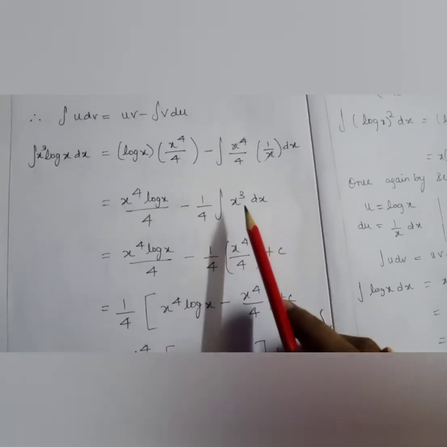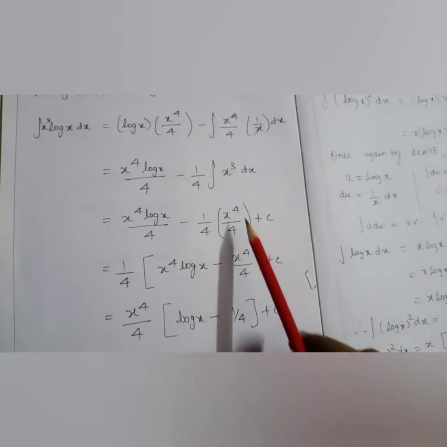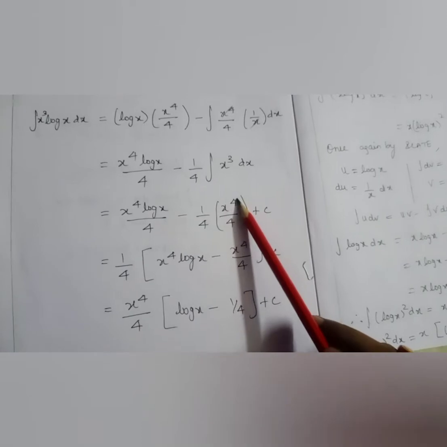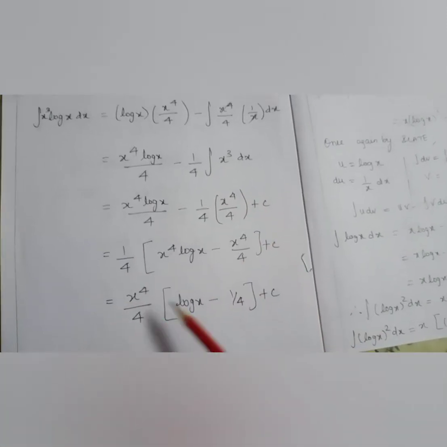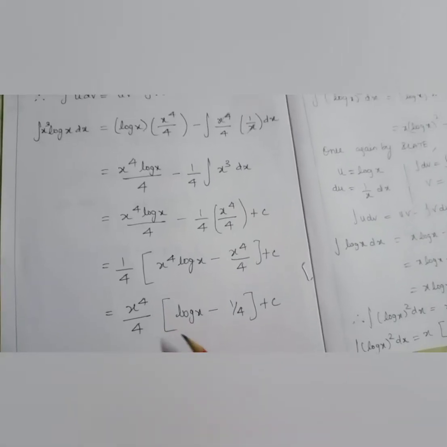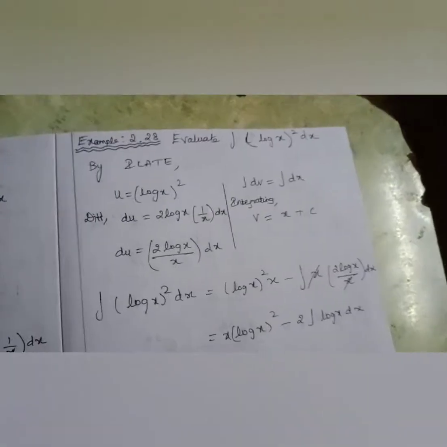So once again when I am integrating x cube, I will get x power 4 by 4. Now listen, I am having x power 4 by 4 here also common, here also common. So I can take it outside. So I am getting the answer to be x power 4 by 4 into log x minus 1 by 4, plus c. Okay, now we will see the next sum.